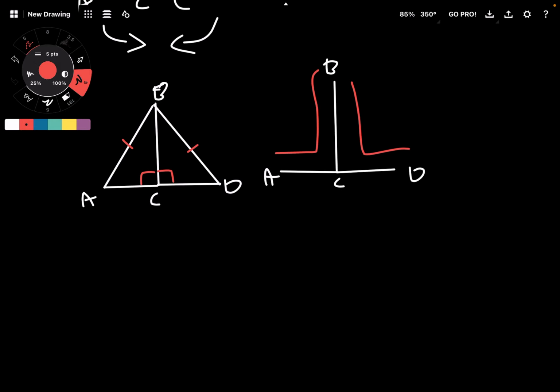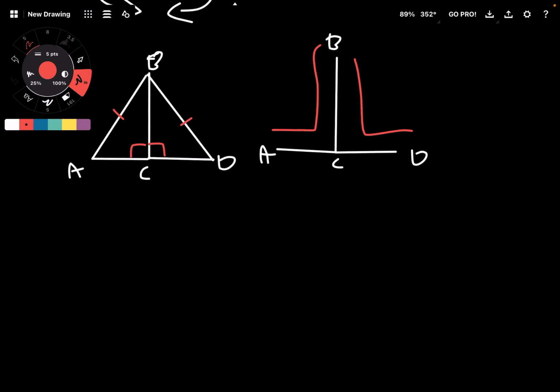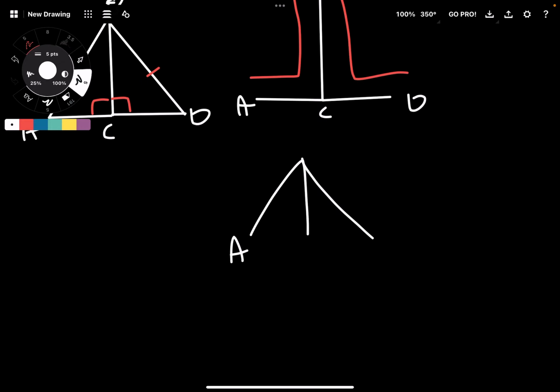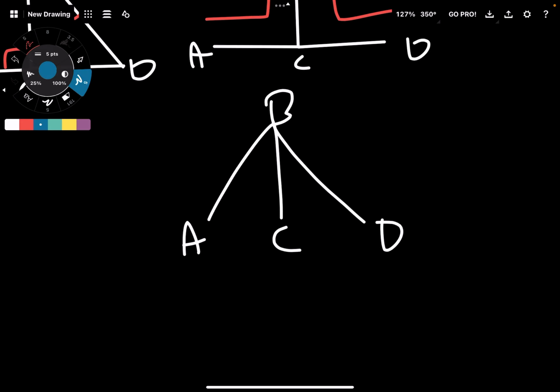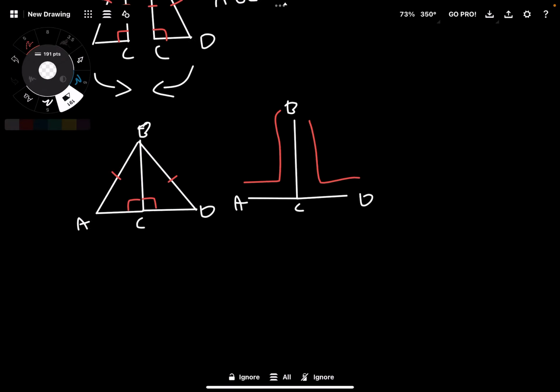But why can't we do ABC and DBC? Because we're looking for ACD. If we were trying to add both ABC and DBC, this is how it's gonna look like. A, B, C, and D. As you can see, it's not connected. So we cannot find ACD that way, alright? So we're just gonna do it this way.